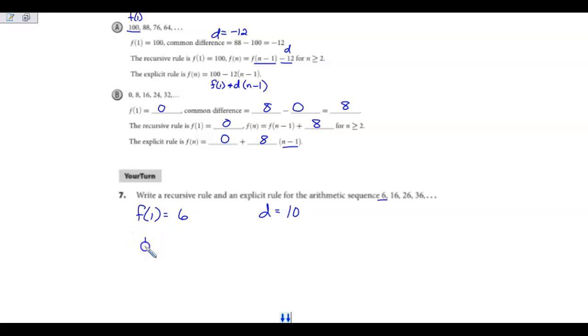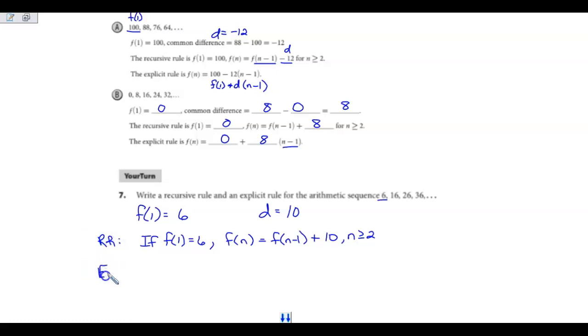So if the first term is 6, f of n equals f of the previous term plus my common difference. And that's if n is greater than or equal to 2. Okay? So that is our recursive rule.